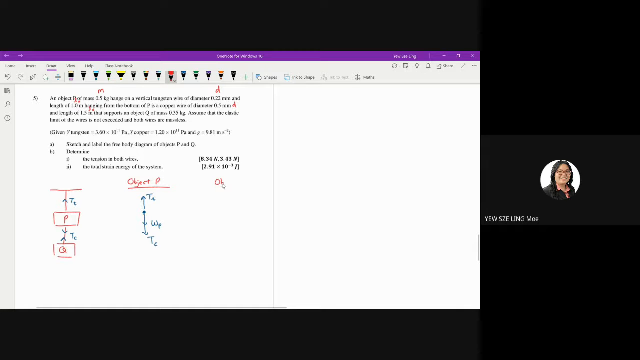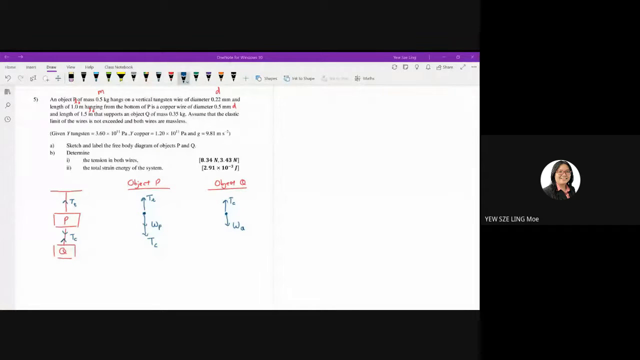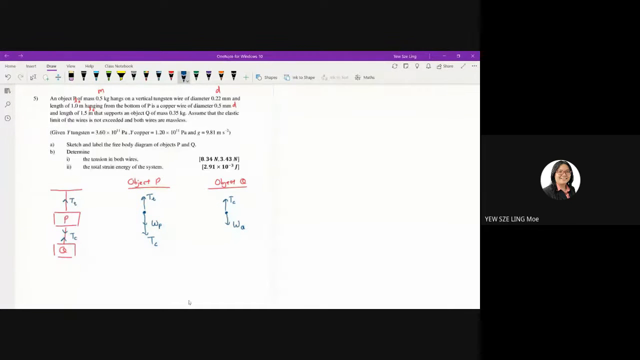Whereas for the free body diagram for object Q, if you look at what happens in object Q, object Q is still an object, so it comes with a weight, WQ. Now the tension acting on object Q is just one, which is TC. So you only have one tension that is going upwards. Okay, one tension is going up. That's it. So that is the answer for question A. The free body diagram for object P and also the free body diagram for object Q.